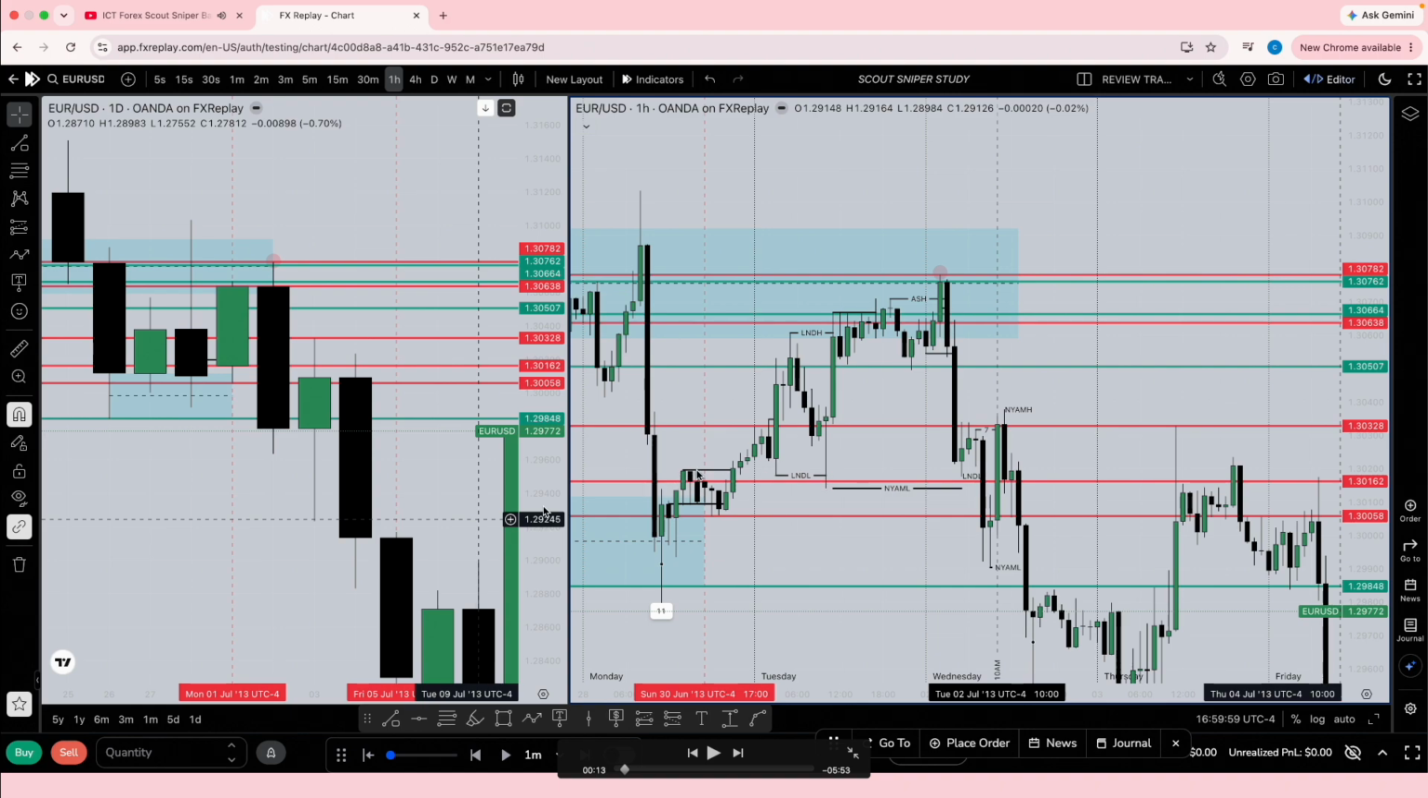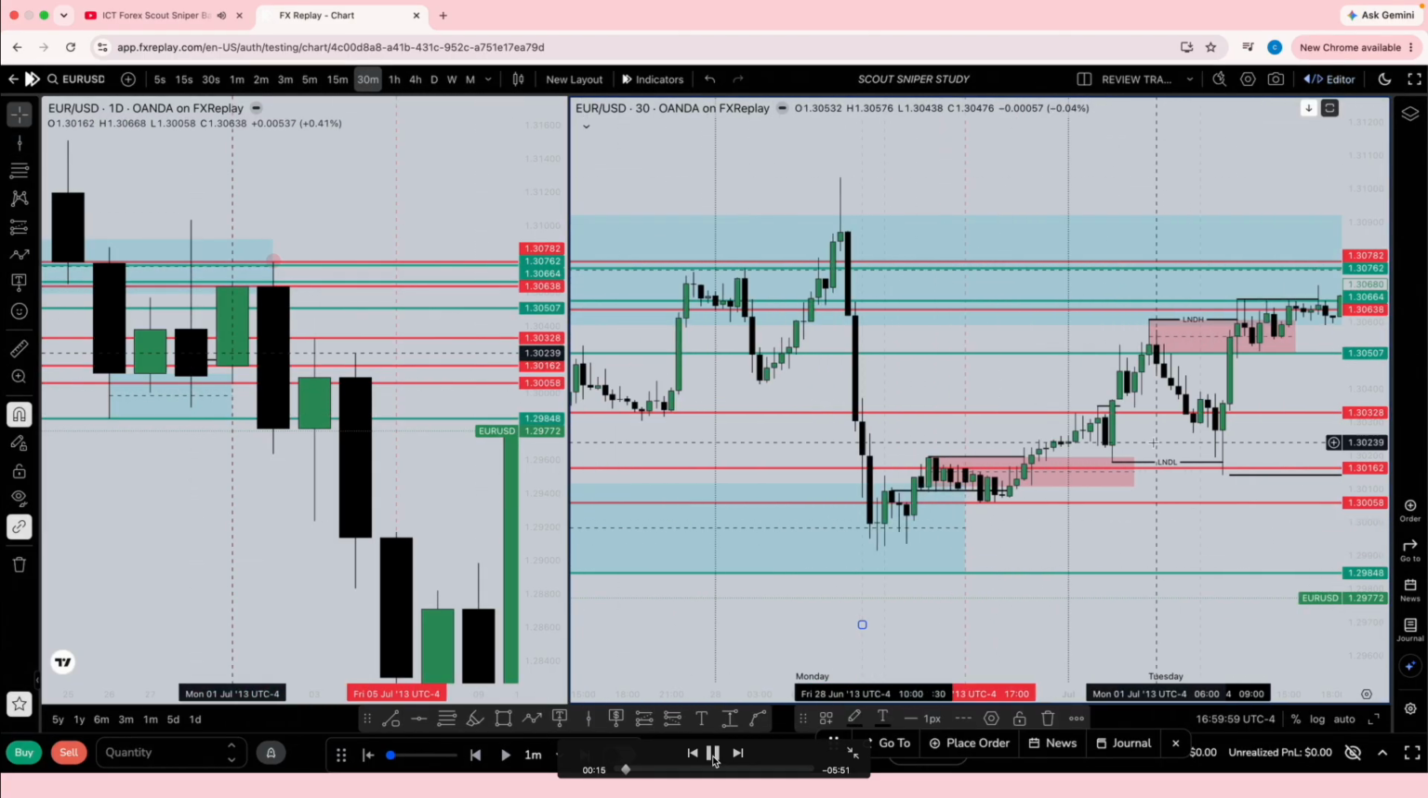This right here is the end of New York, and then this is the open. This is Asia. So you have London, then you go up, and so forth, and we retrace all the way back up into here. I'll get into more details as we go forward.